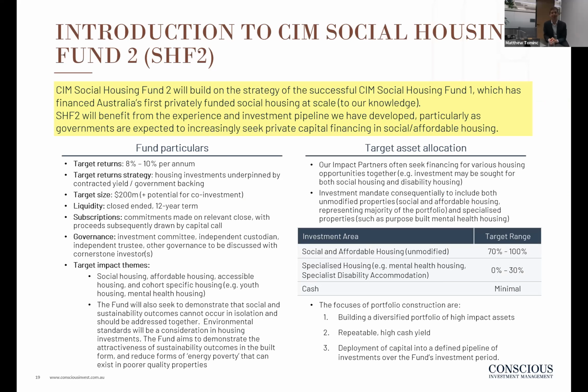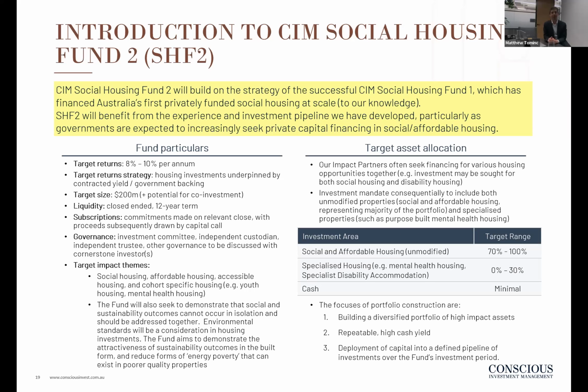So specifically, the fund we're looking to set up is a $200 million fund. It's a closed-ended fund with capital calls that will target 8 to 10% per annum, and it's being set up to fund the investments, just like what we've mentioned. So our pipeline of additional properties in Victoria, the New South Wales investment, and a couple of other states where we're in advanced discussion subject to financing.